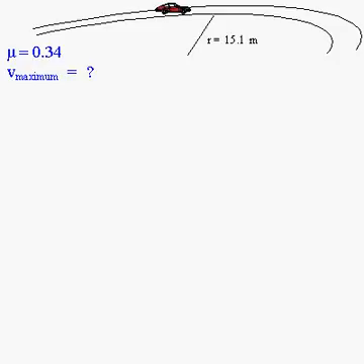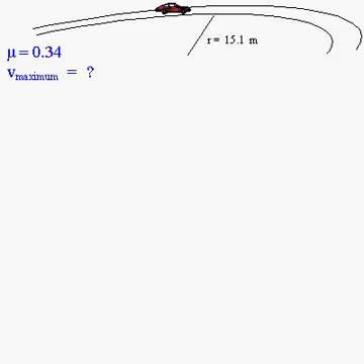Now, our everyday experience tells us that there is some maximum speed at which the car can take the curve. If the car moves too quickly, it will slide and not be able to make the turn. Why is that? Well, in order to make a curve, you have to have centripetal force. What's supplying the centripetal force in this case? Well, it's the friction between the car and the road.